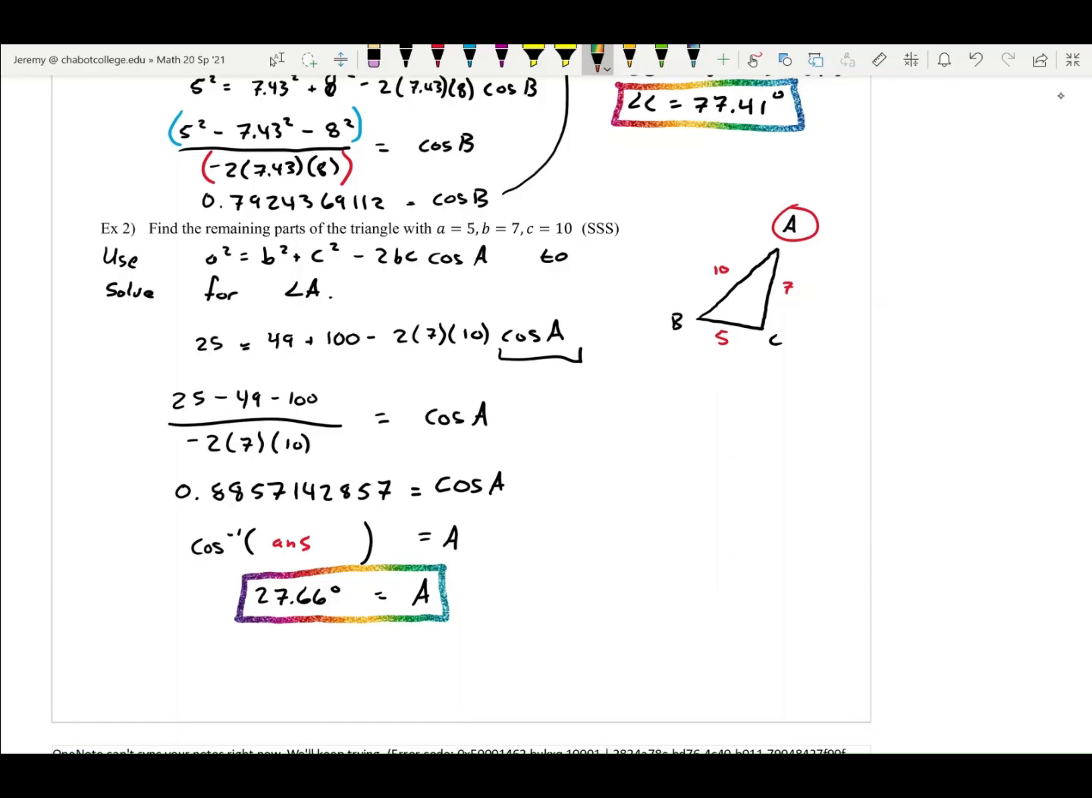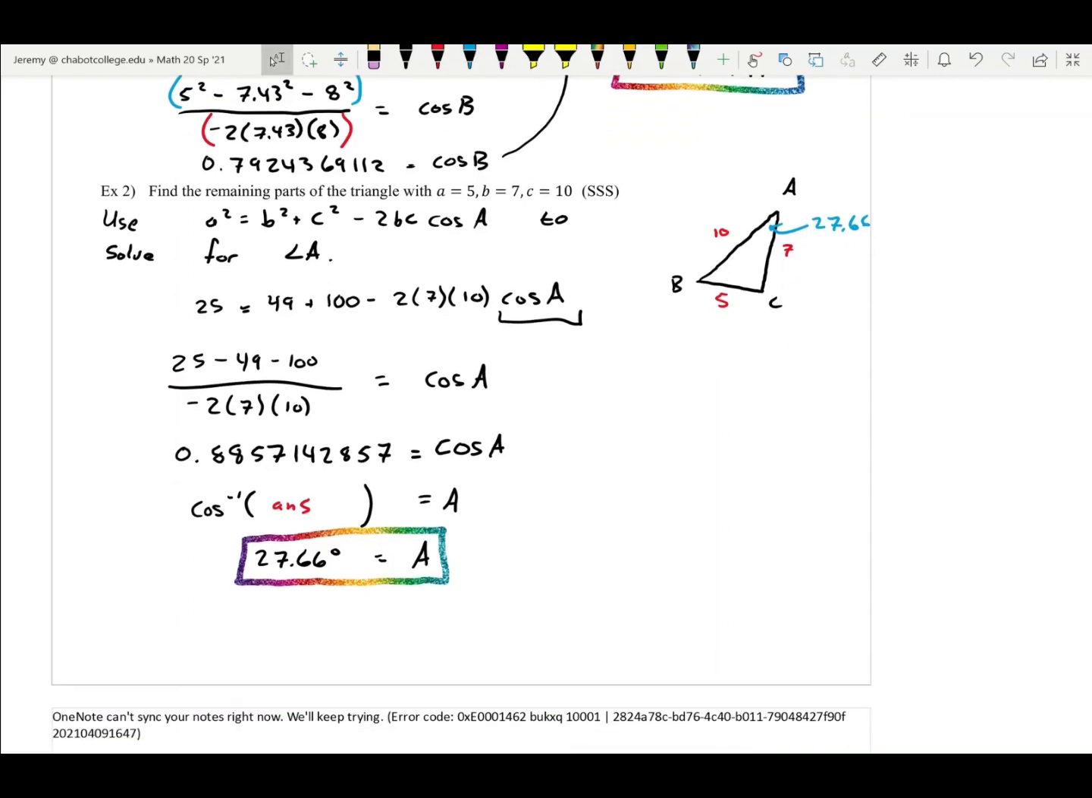So now that I have that angle, 27.66, I just have to solve for one other angle, and then I can use all the angles adding up to 180 to solve for the last one. And remember, we saw that we could use law of cosines, or we could use law of sines to solve for one of those angles. So you know what? I'm going to use law of sines to solve for, how about angle B next.